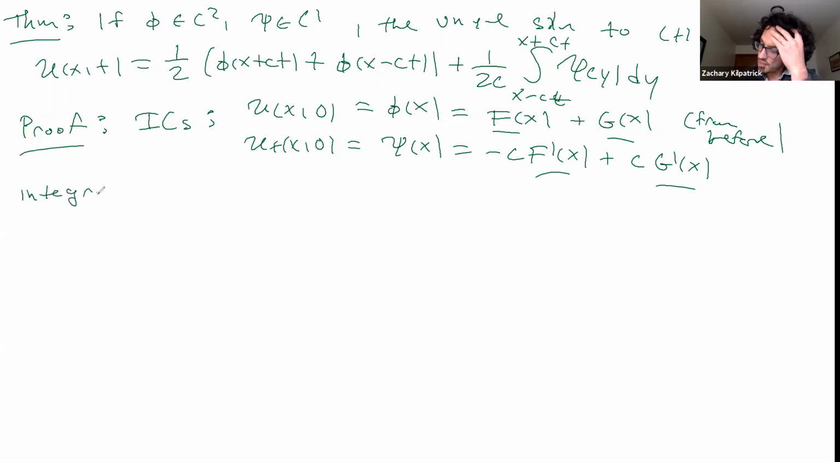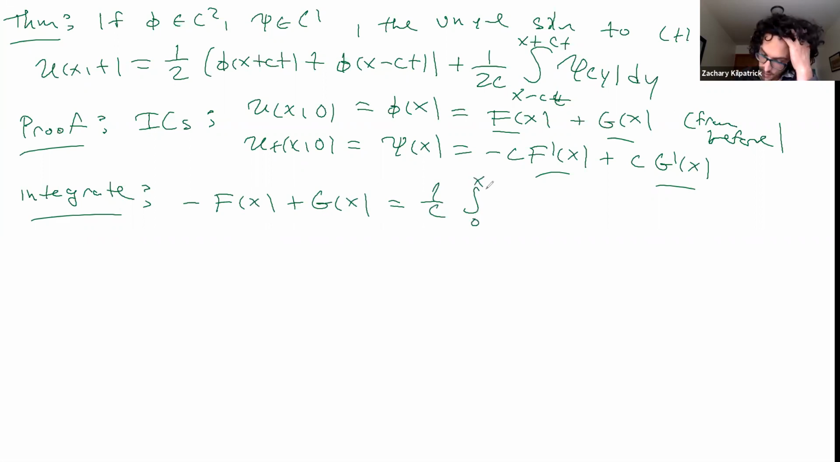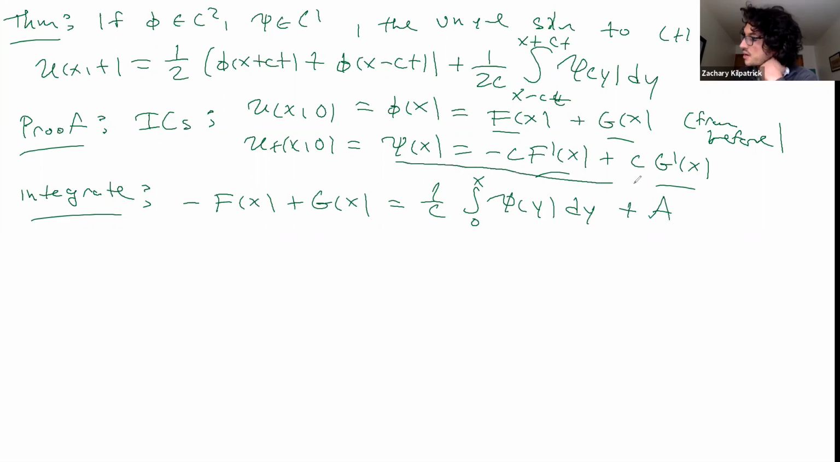So if we integrate the formula that we just derived, then we end up with minus f of x plus g of x is equal to 1 over c integrated from 0 to x, phi of y dy plus a. That's me just taking this equation here, integrating with respect to x, dividing by c. As a result, I get this, and this a is just some constant.